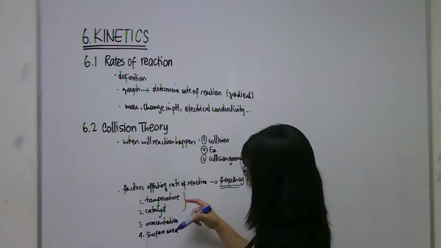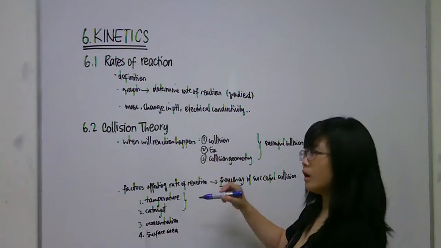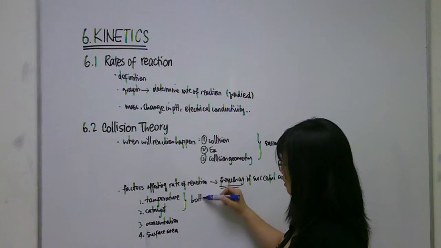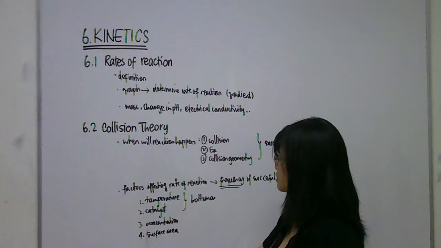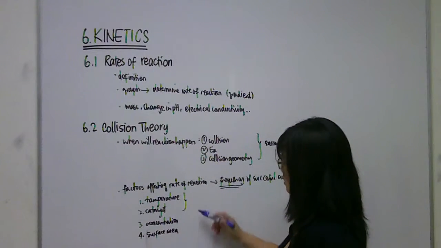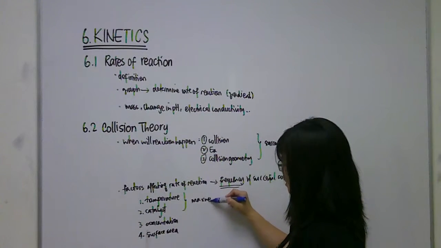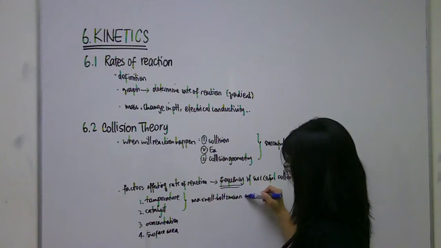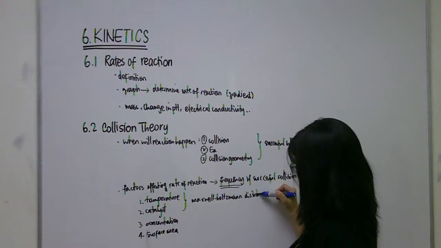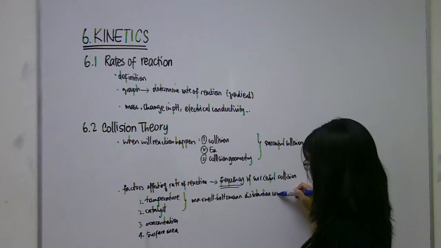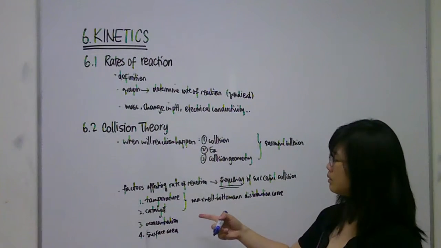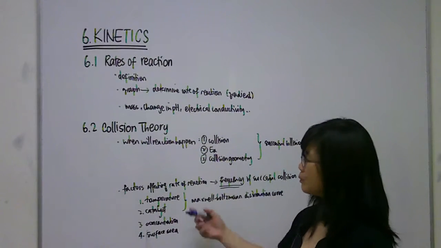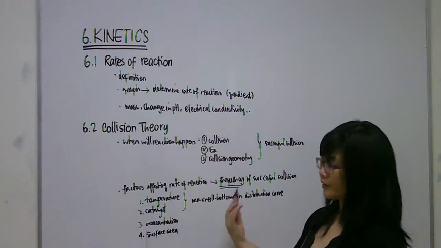Okay, so for temperature and catalyst, you need to explain the effect using the Maxwell-Boltzmann distribution curve. So the students need to be able to draw the curve and use it to explain how temperature and catalyst can affect the rate of reaction.